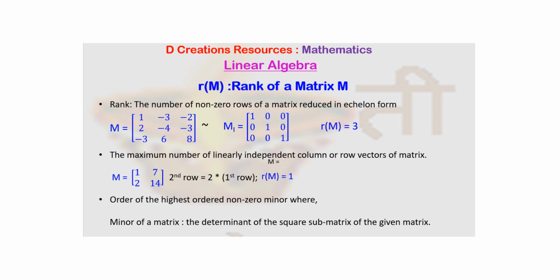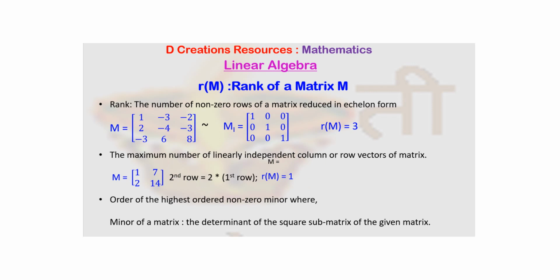Now the maximum number of linearly independent columns or row vectors of a matrix is also the rank. Here you see a 2 by 2 matrix, and 1, 7 are the elements in the first row and 2 and 14 are the elements in the next row. But you would notice these are not linearly independent, because the second row is a multiple of the first row. If you just multiply it by 2, you are going to get the second row. So here we have to look at only the maximum number of linearly independent row vectors, and so here 1 is going to be the rank.